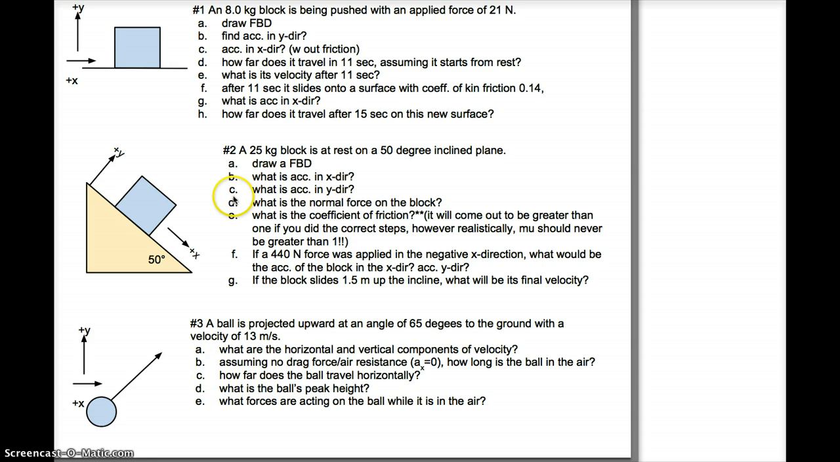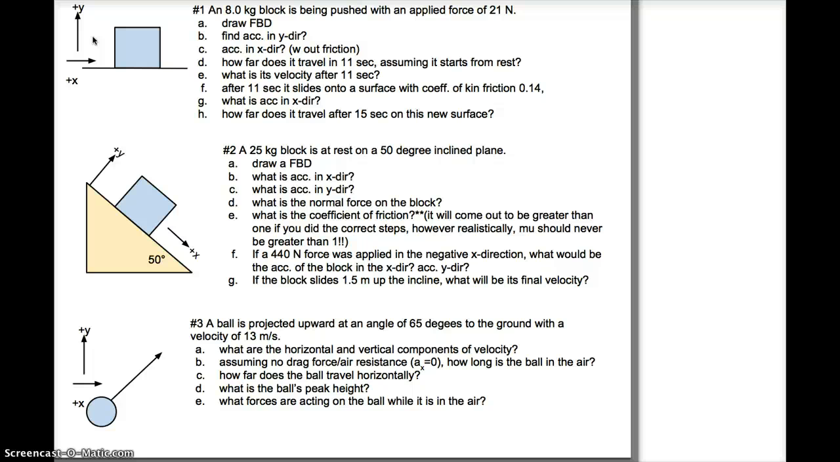The problem gives a diagram of a block on a surface, and the coordinates are already chosen for us. Anything that moves to the right is a positive x direction, anything that moves up is a positive y direction. And this problem gives an 8 kilogram block being pushed with an applied force of 21 newtons.